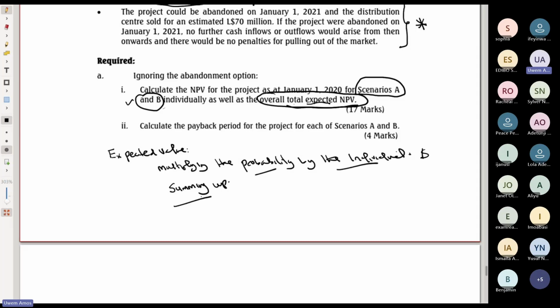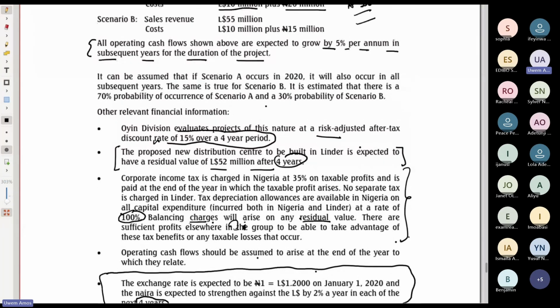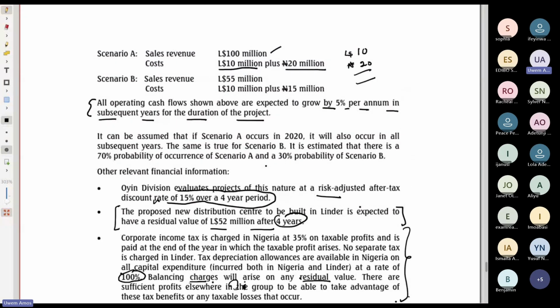So when we say overall total expected NPV, we're basically saying scenario A, what is the probability? So multiply the probability by what we have for scenario A. Scenario B, what is the NPV? What is the probability? We multiply the probability by the value, and then we sum up our answer. So let's see if we have the probability for the different scenarios. That is the only thing we need to calculate our expected value. We should have it somewhere. So it's right here.